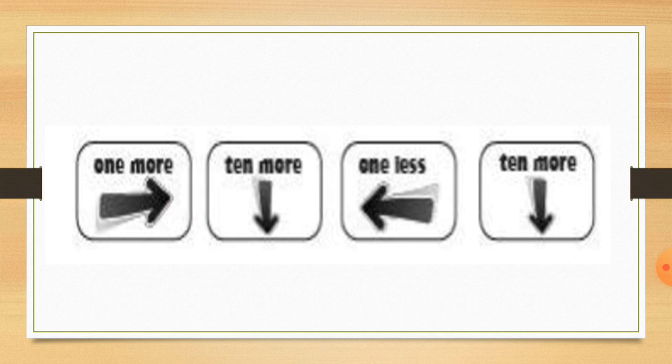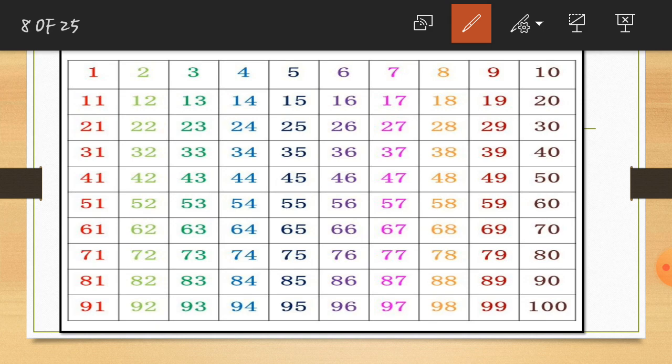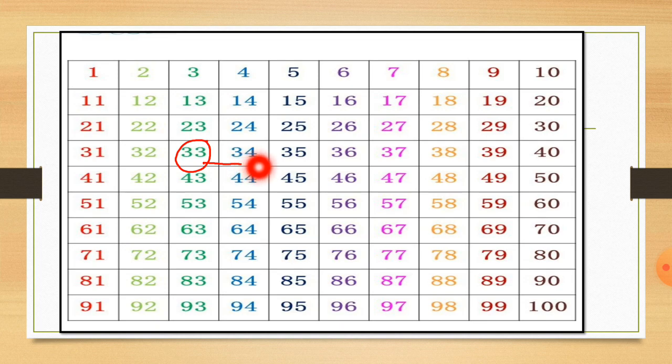So let's see through this example. Here is the number 33. If we want to add one to it, we have to move this way. You can see through this arrow, here is 33 and here is 34. You have to move to the right side. I'll show you through the lining. Here is 33, you can see I circled it, and if you want to add one to it, you have to move in the right direction. You can see we move one step only and we get the number 34, and this is also the right answer because 33 plus 1 is equal to 34.